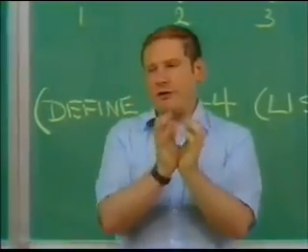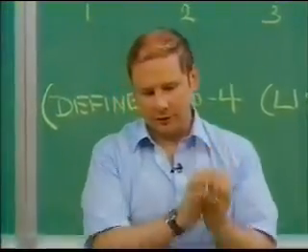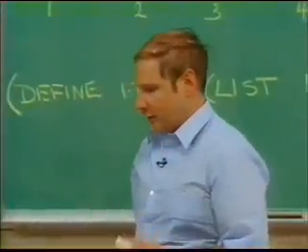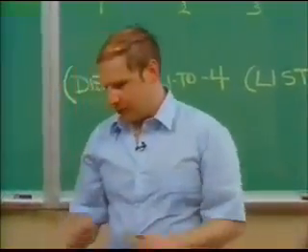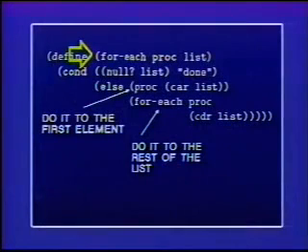Don't make a list of the values, just do this particular action. And that's something that's very much like map. It's called for each, and for each takes a procedure and a list, and what it's going to do is do something to every item in the list.